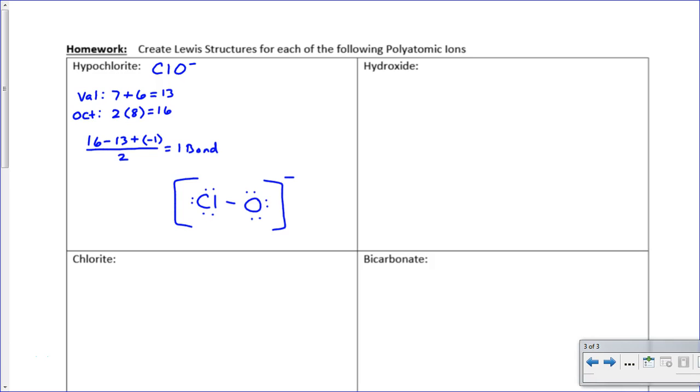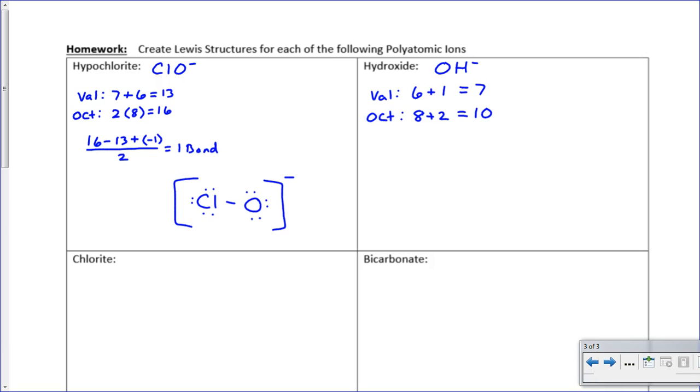For hydroxide, this is OH minus. For our valence, oxygen brings 6, hydrogen brings 1, so we've got a total of 7 there for the valence electrons. For the octets, this is the first one that involves hydrogen, so the oxygen wants 8, but the hydrogen only wants 2, all right, because it wants to be like helium. So we end up with 10 there needed for our octets, or duets in the case of hydrogen.